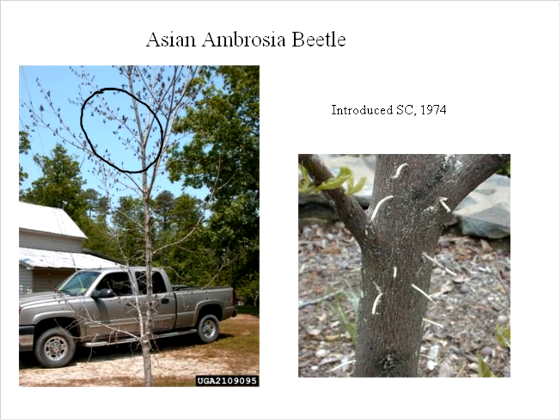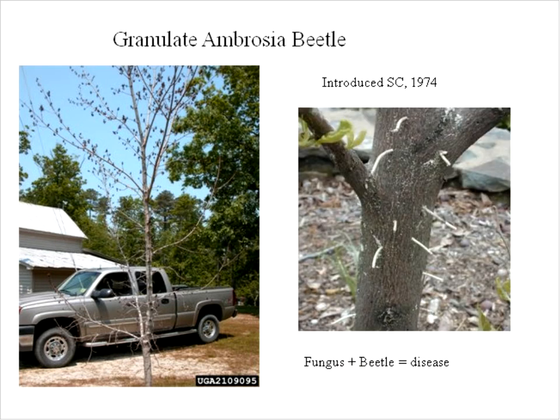Plus, if you see any of what are generally referred to as toothpicks on the trunks and the stems, that's another indication that it may not be the Asian ambrosia beetle, but at least it's one of these ambrosia beetles. So it was very clever. There didn't seem any way to eliminate or eradicate this beetle once it got in. So instead of doing that, what they did was just change the name from Asian to Granulate ambrosia beetle.